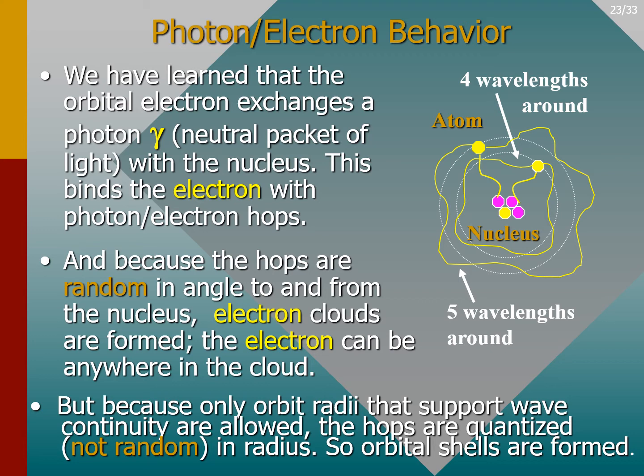Peaks must meet peaks, or valleys must meet valleys. Plus, the wave ends must not just meet on the trip in and out, but on any side-to-side trip too. As shown on the slide, in the case of an orbit that supports 4 side-to-side wave cycles or wavelengths, the next allowable orbit distance must support 5 side-to-side wave cycles or wavelengths to ensure wave continuity. So orbital electrons are allowed to occur only at orbits with discrete steps. These steps are better known as orbital shells.